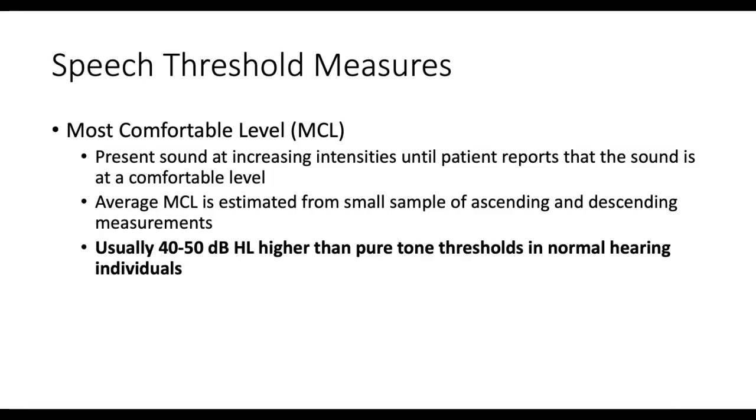Okay, so last video we finished with the MCL, or most comfortable level. This is again a level that we use to test at a suprathreshold level, because if you remember, the SRT is a threshold measure. Word recognition score is often conducted at what we call their most comfortable level, or very close to that. It's usually about 40 to 50 dBHL higher than their pure tone thresholds, or their SRT.